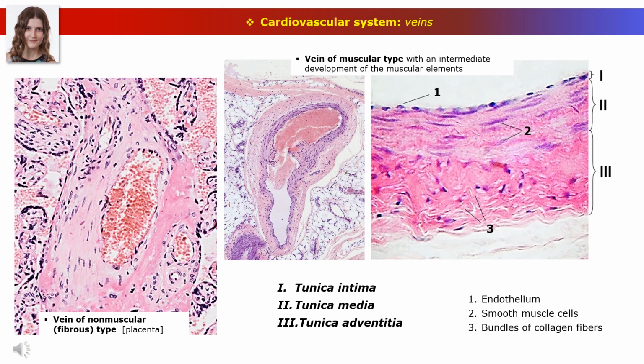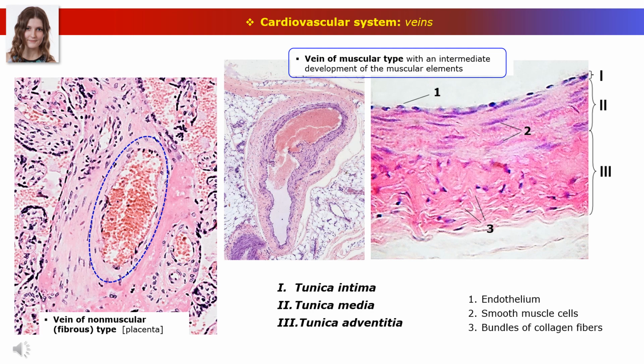Veins carry blood directly to the heart. Veins, as a rule, have a larger diameter than the arteries of the same name, and with the same diameter, the vein wall is noticeably thinner. On the histological specimens, their cross-sections take on irregular shapes, and the lumen does not gape. Three tunics are clearly visible in the wall. According to the ratio of connective tissue and muscular elements, veins are divided into two types, muscular and non-muscular, or fibrous, type.